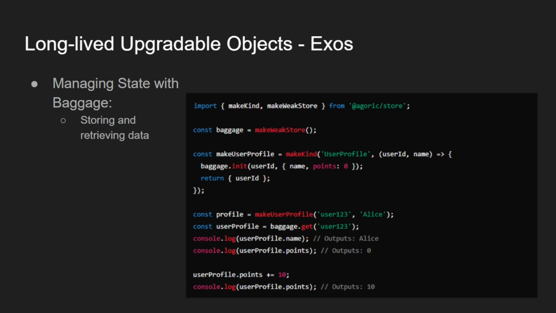In summary, Exos are long-lived upgradable objects that help you build maintainable and robust applications. By defining durable classes and managing state with baggage, you can ensure your objects remain consistent and reliable over time. Next, we'll discuss the various components that make up an application in Agoric, focusing on vStorage and the UIKit component, which are essential for building user interfaces.